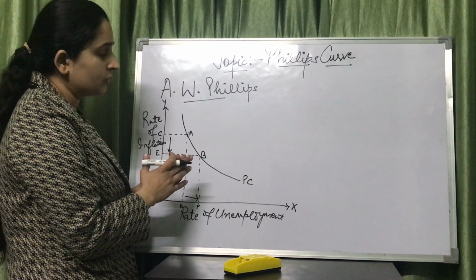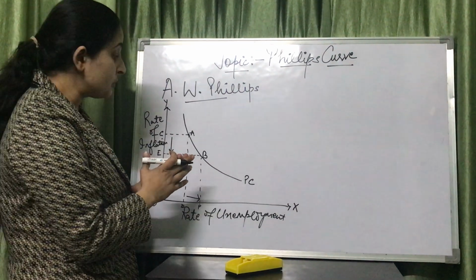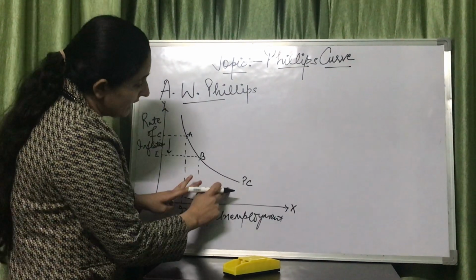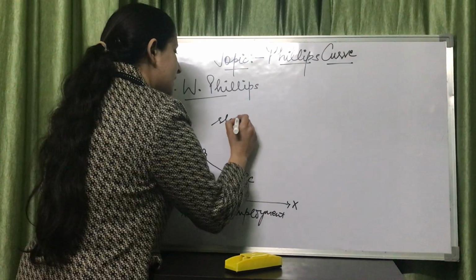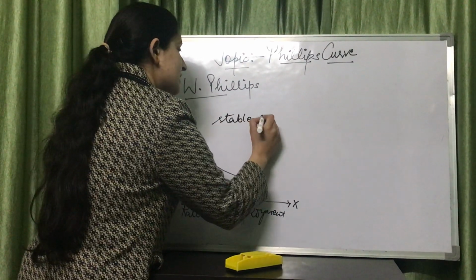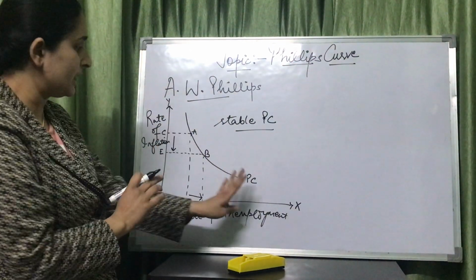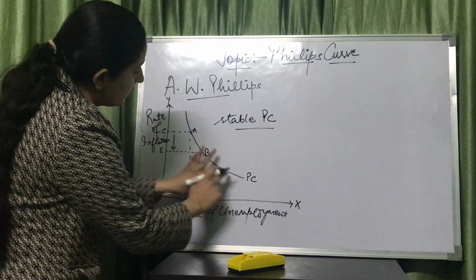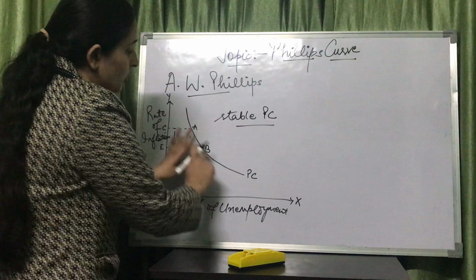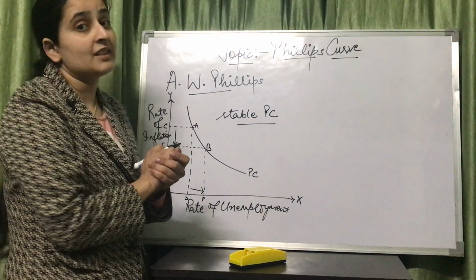Now this was what Phillips discovered, but when further studies were made, the Phillips curve collapsed. He said that the Phillips curve is stable, that the economy will be on this curve and keep moving up and down on this particular curve. But this does not happen.